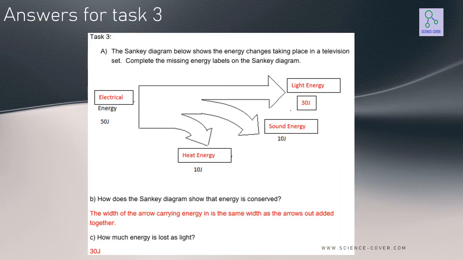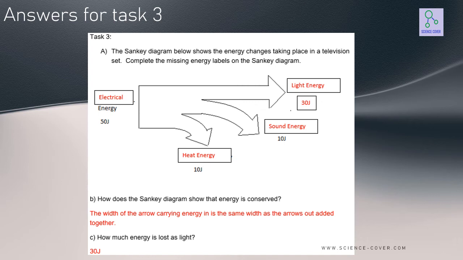Let's have a look at the answers for task 3. The Sankey diagram shows the energy changes taking place in a television set. So we've got electrical energy going in on the left hand side, and we know that the screen is going to be producing light energy. We know that sound energy will be given off, and wasted energy in the form of heat.